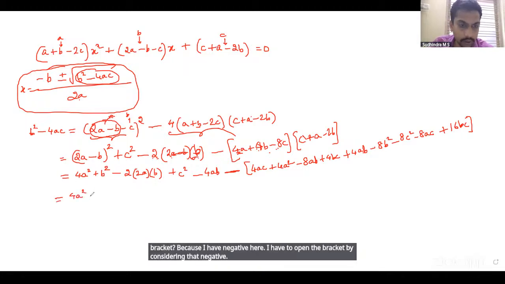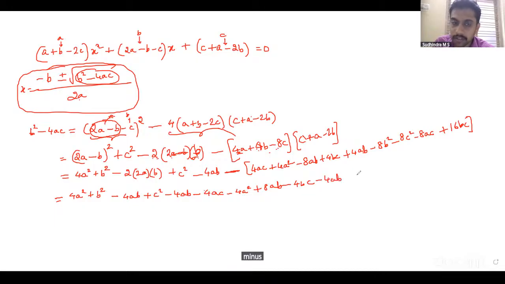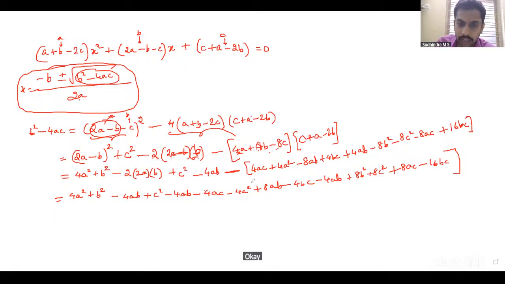So we get 4a square plus b square minus 2 into 2 is 4ab plus c square minus 4ab, minus into plus is minus 4ac, minus 4a square plus 8ab minus 4bc minus 4ab, minus into minus plus 8b square, minus into minus plus 8c square, minus into minus plus 8ac minus 16bc. Okay, this is what we get.